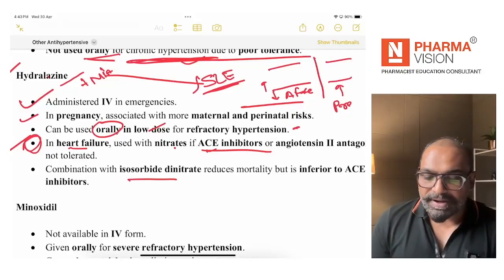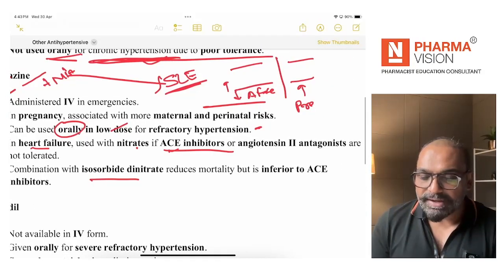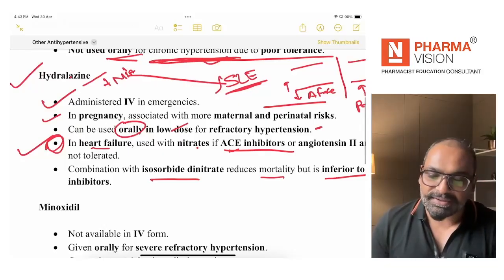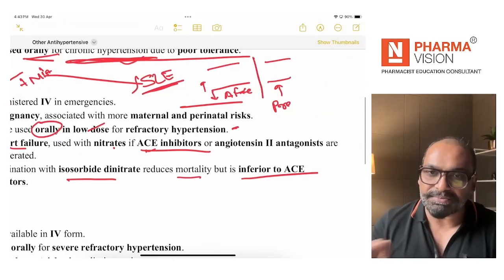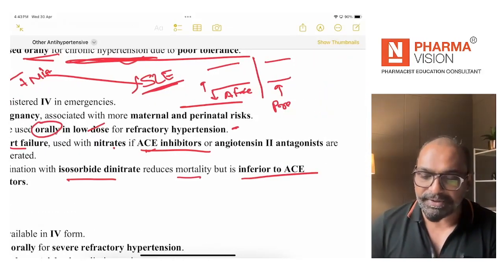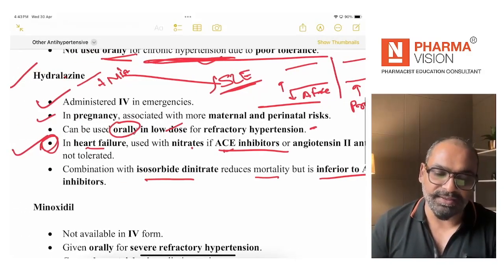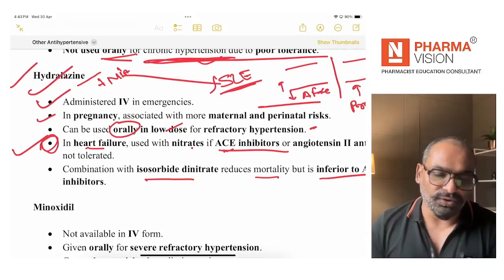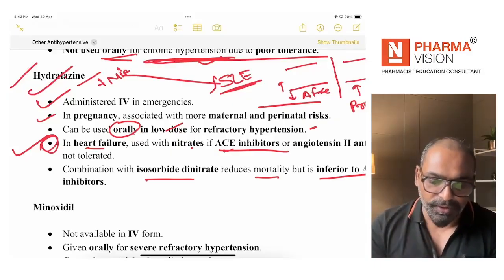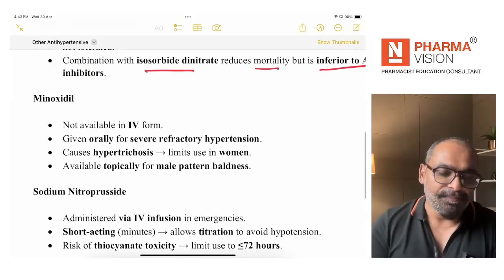Combined with isosorbide dinitrate, it reduces mortality, but is inferior to the ACE inhibitors. So first we have to select the ACE inhibitors, but if the patient is not tolerating ACE inhibitors, then we should use the alternative medications in that situation. Perfect. So hydralazine is an important medication to remember.